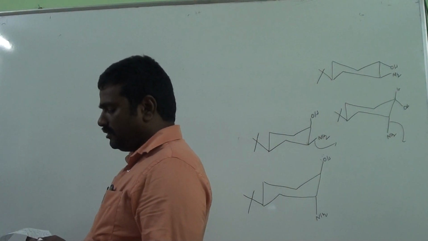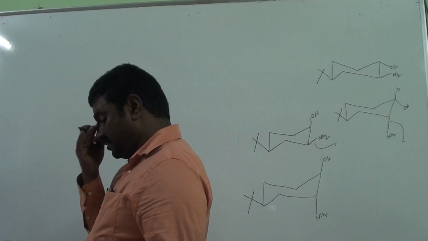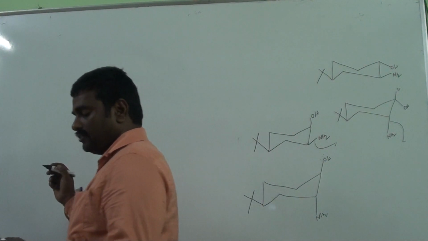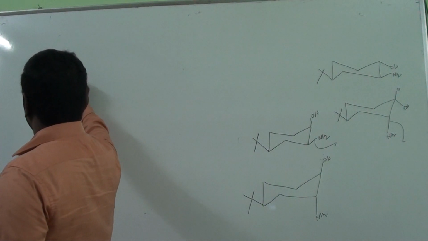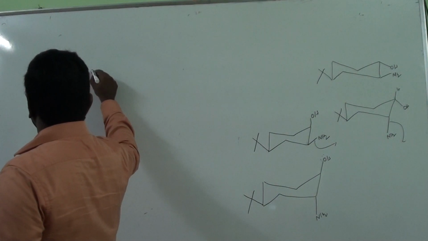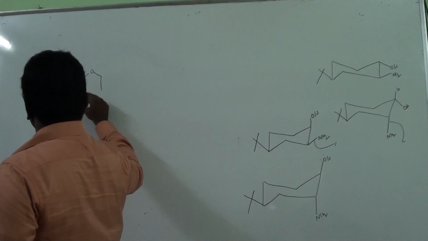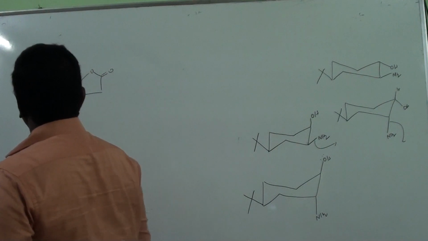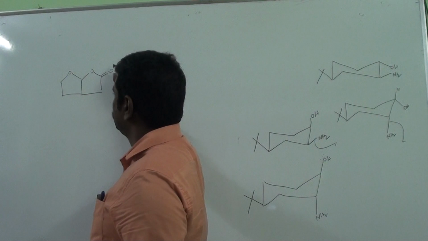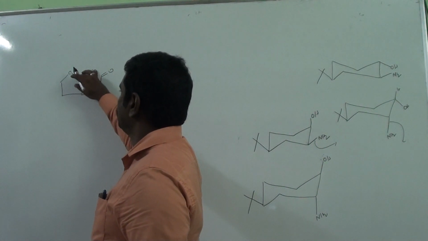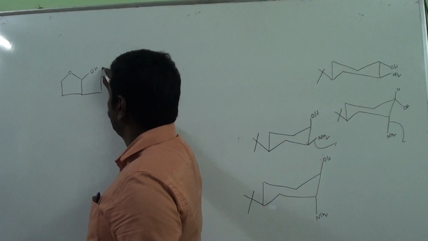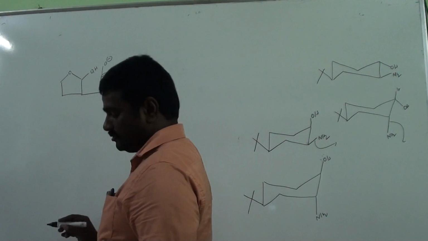Methyl cyclobutene, BH3. When you treat with OH minus, ester hydrolysis will take place. So OH minus will attack, and this becomes O minus. This is COO minus, like this.